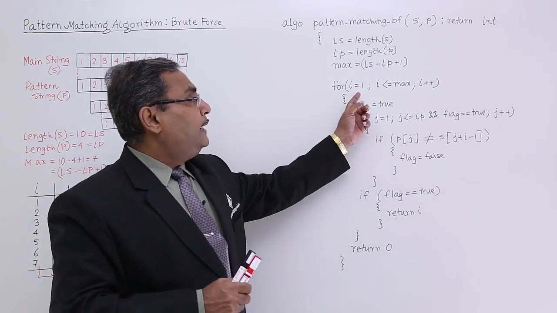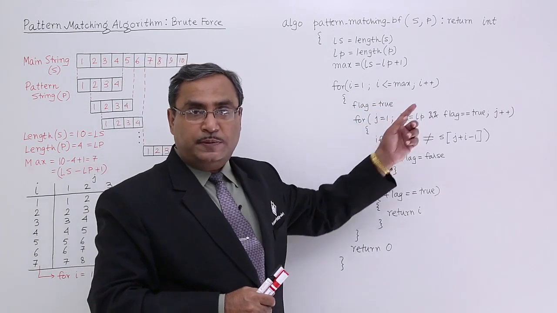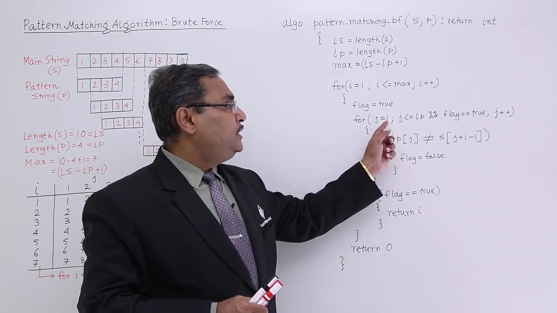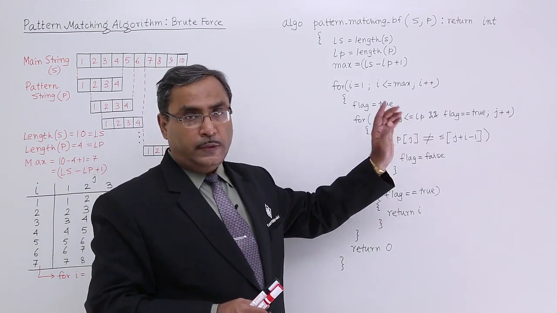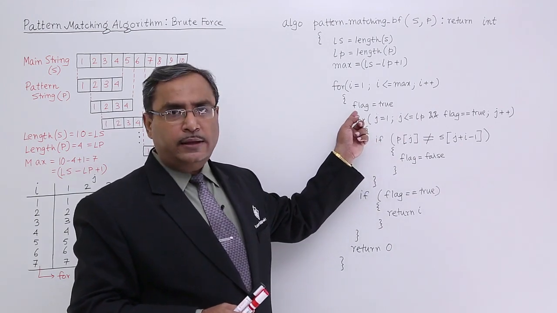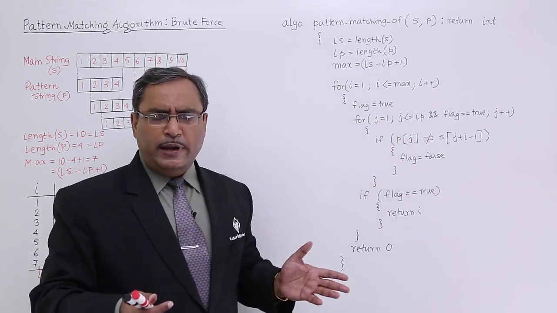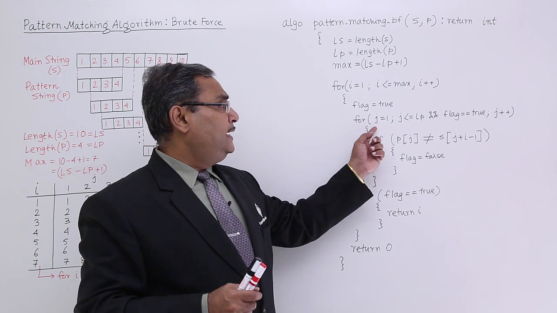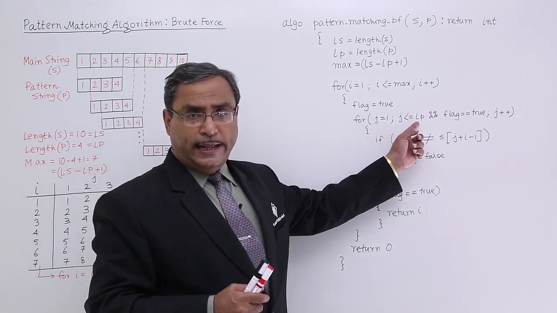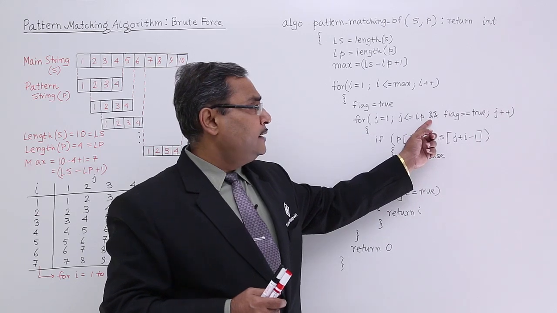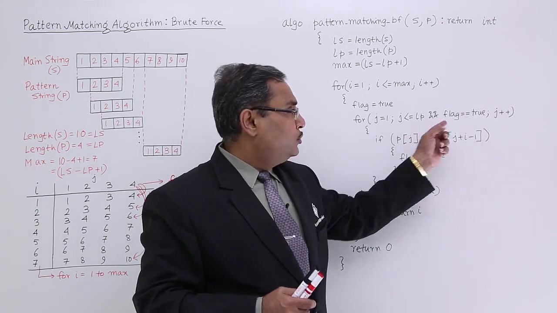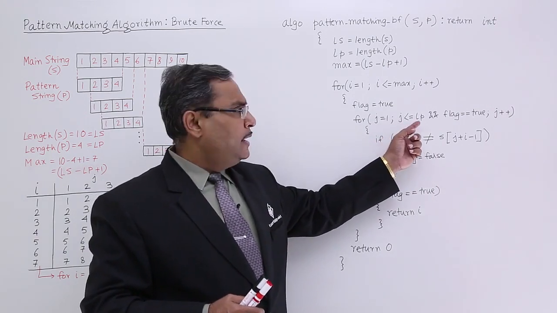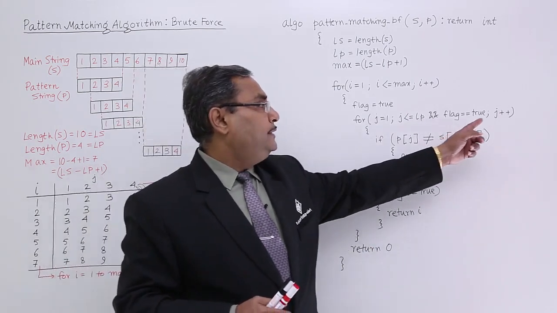Now, for i equal to 1, i less than or equal to max, i plus plus. So max is the number of times the pattern will get shifted. For each time, for j equal to 1 to j less than or equal to LP. Here I have defined one boolean variable flag with the value true. In the C implementation, you can also go for an integer, flag equal to 1. For j equal to 1, j less than or equal to the length of the pattern, and flag equal to true, this loop will go on executing while j has not crossed LP and flag is still true, with j plus plus.